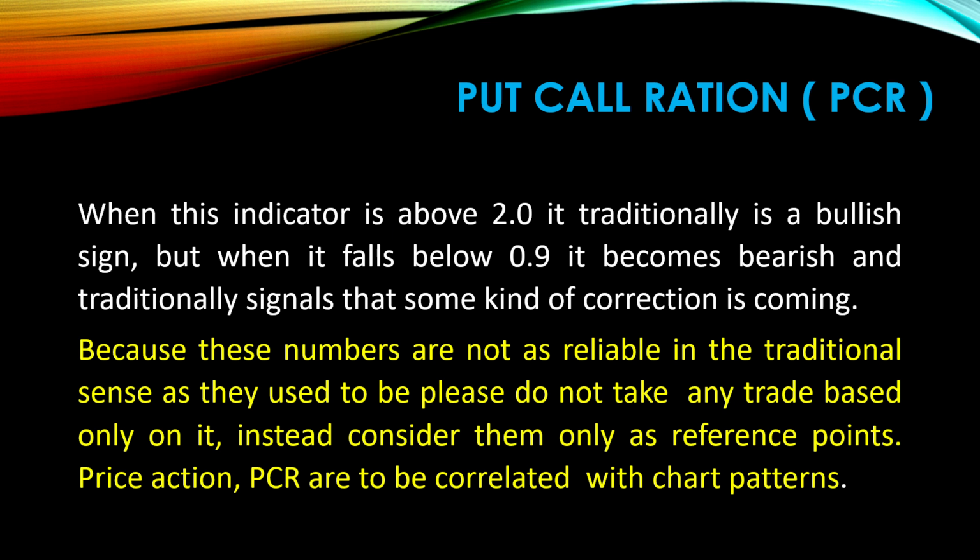So when you do that calculation, if you get above 2, it traditionally is a bullish sign, but when it falls below 0.9, it becomes bearish and traditionally signals that some kind of correction is coming. So you have seen open interest data and you have calculated what is put call ratio. Then the answer is 2. That means a bullish sign, and if it is 0.9, that is a bearish sign.